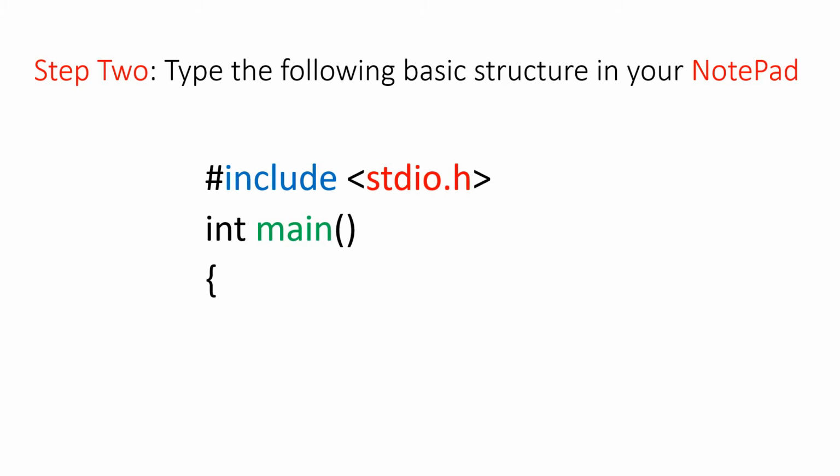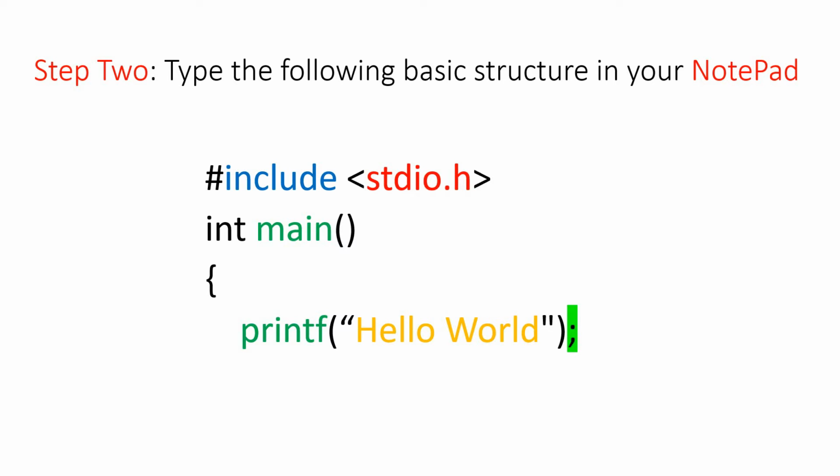After that, in the third line, type the starting curly bracket. And then this is a function, this is a command, printf. printf is used to print something on the screen. Here we are going to print hello world on the screen. If you want to print any other text on the screen, then type that instead of hello world.